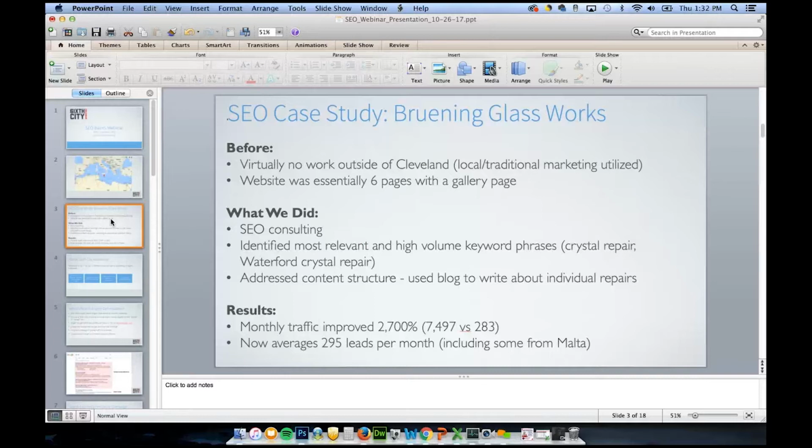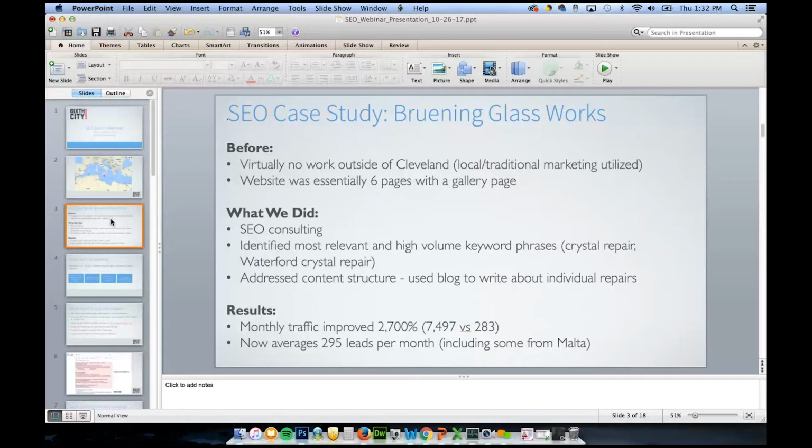What we did, well, we did some SEO consulting, and we'll talk about these a little bit more in our session here. But what we did was start by targeting, researching and identifying the most relevant and high volume keyword phrases to their business. So those were crystal repair and Waterford crystal repair. I'll show you their website in a second, and it helps tie everything together.